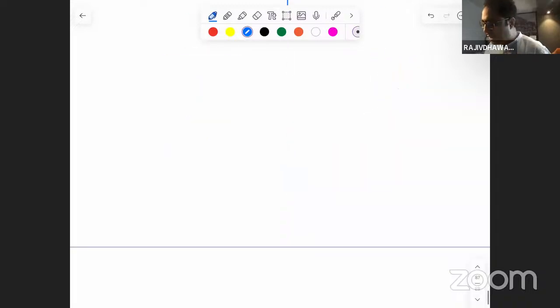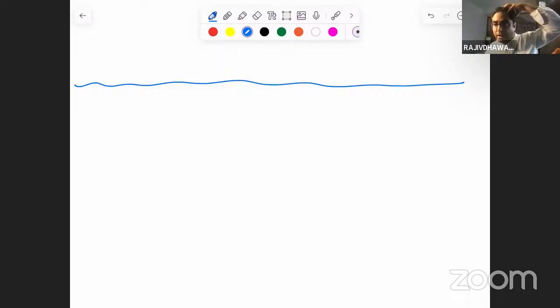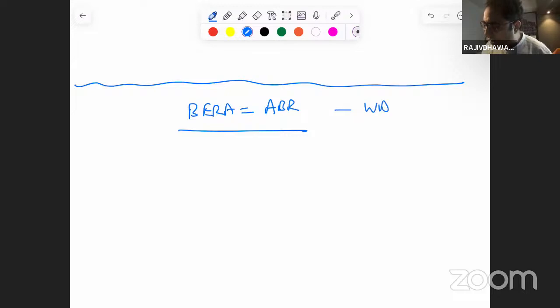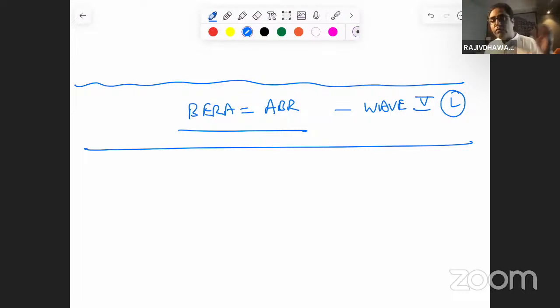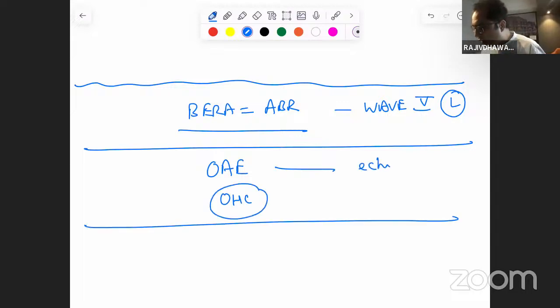Now, for electrophysiological testing: if you give sound to the ear and you record current from the brain, it's called BERA or ABR. From the auditory pathway, you record the current from the brain. The most important wave is wave 5, produced by the lateral lemniscus. If you give sound to the ear and you record the echoes from the cochlea, it is called otoacoustic emission. They are produced by the outer hair cells of the cochlea, the sound echoes of the cochlea.